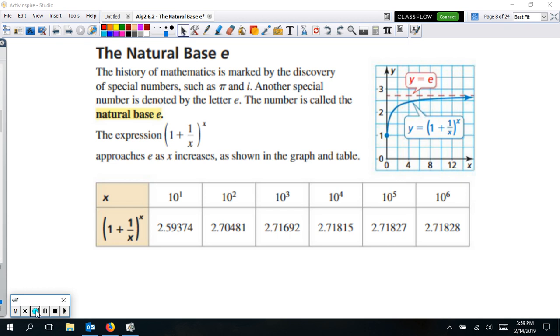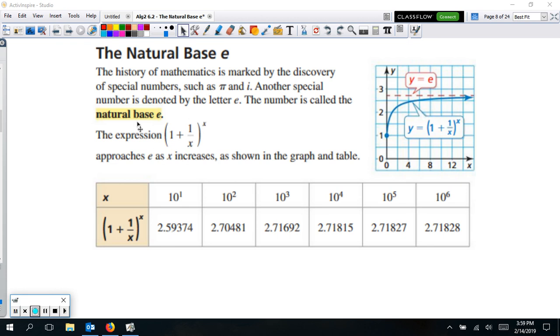Okay, so on the top of 161, you'll see your vocabulary, natural base E. Here's what we can write for that. It's a special number, like pi or the i, our complex one. Now we know pi is 3.14, but it keeps going and going, of course. We rounded to 3.14. The natural base E basically comes from an exponential function.